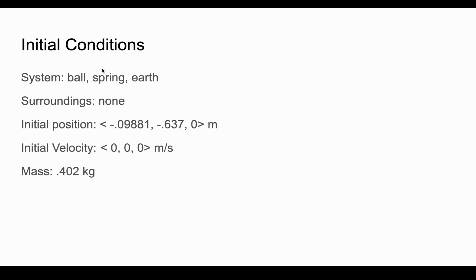For the initial conditions, the system is the ball, the spring, and the Earth, and the surroundings are none. The initial position is the vector point negative 0.09881, negative 0.637, 0 meters, and the initial velocity is 0, 0, 0 meters per second. The mass is 0.402 kilograms.